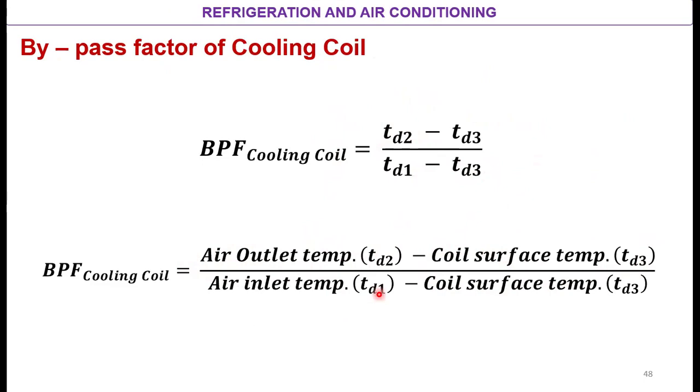Okay, so bypass factor represents the portion of the air which is not coming in contact with the surface of the coil. It is simply getting bypassed. The portion of the air remains unaffected. It means that there is no heating or no cooling of that portion of the air. So it is nothing but the undesirable parameter. Bypass factor should be as low as possible.